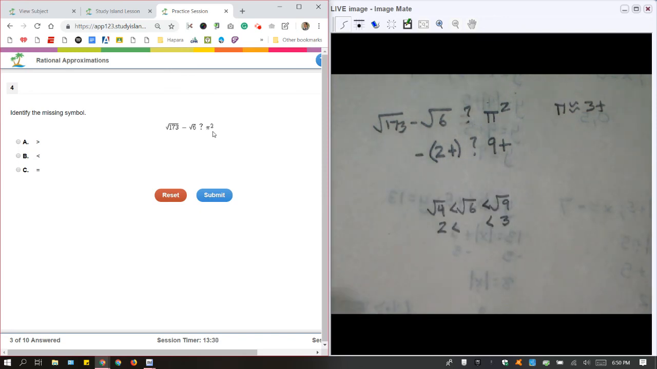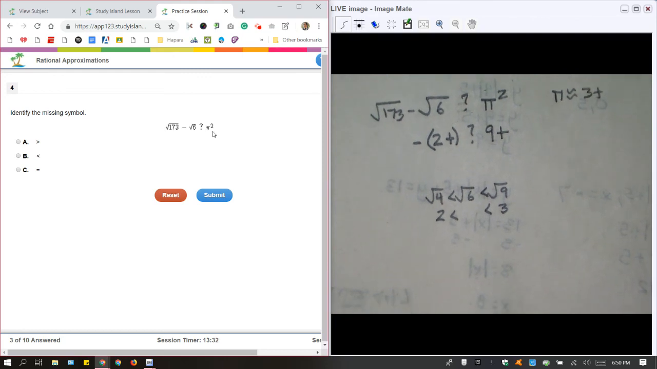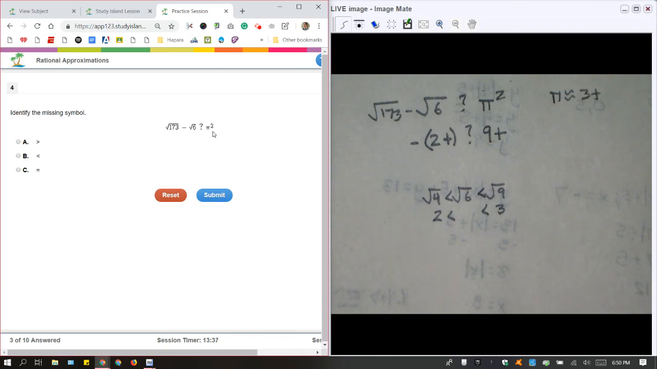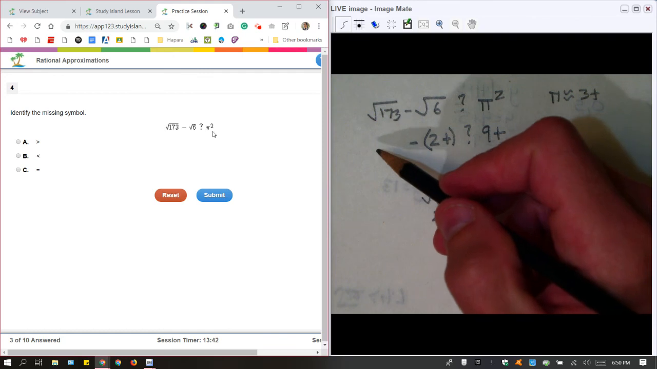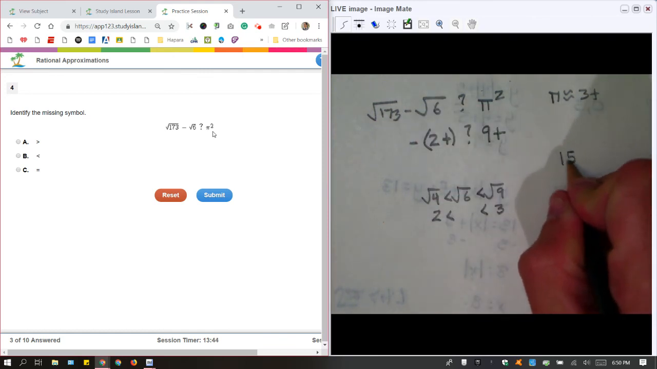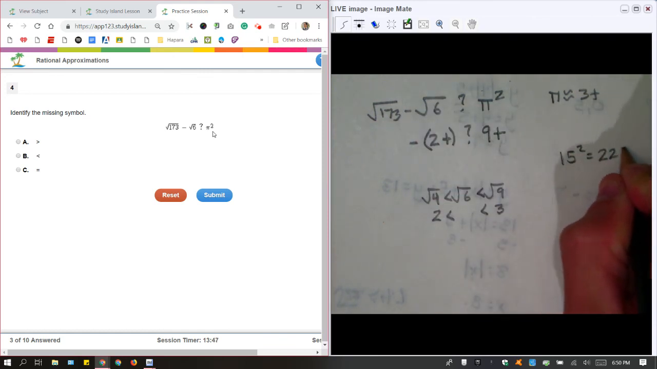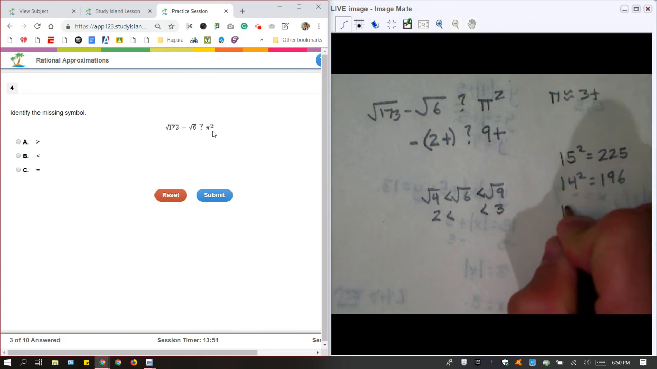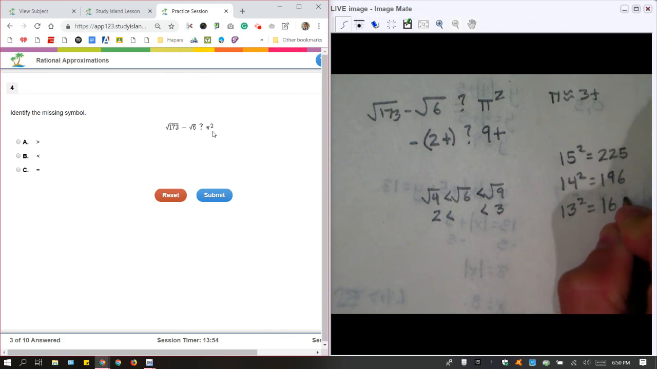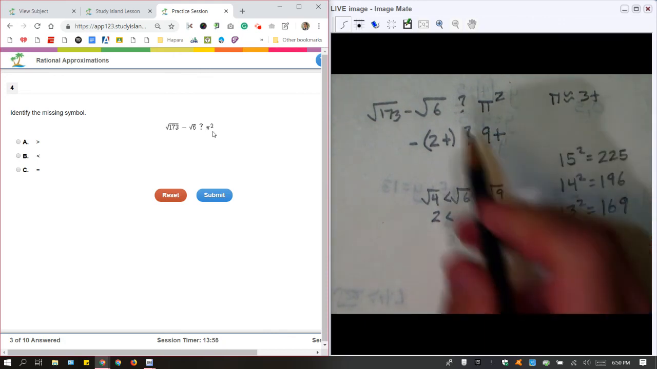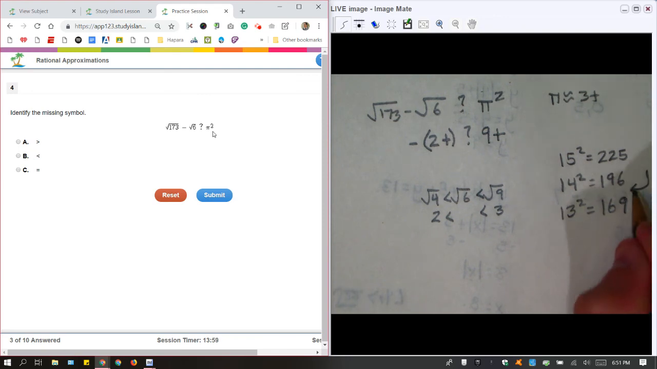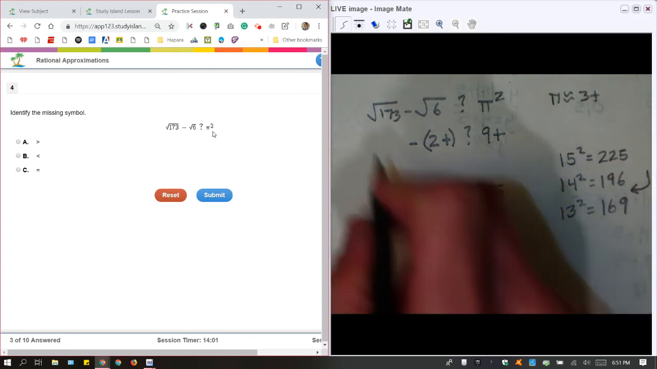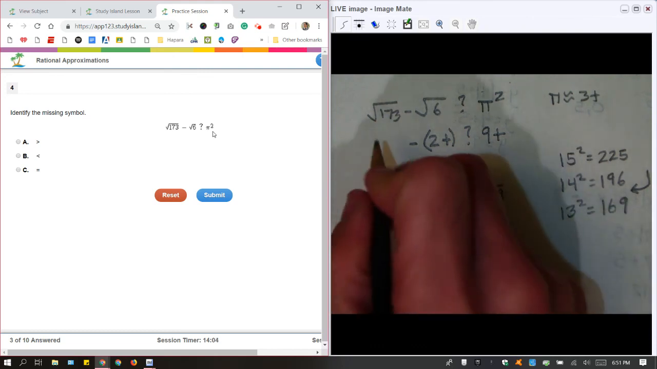What about the square root of 173? Well, if you know your perfect squares, and this is something that really would be helpful for you to memorize, all of your perfect squares, at least from 1 times 1 up to 20 times 20, then these types of problems will be a lot easier for you. For example, 15 squared is 225, 14 squared is 196, and 13 squared is 169. So if you know these things, you realize that 173 would fit right in here. It'd be a little bit more than 13. So you've got 13, a little bit more than 13.